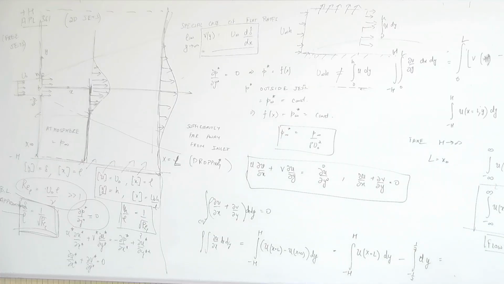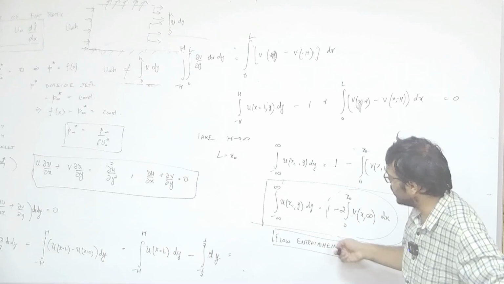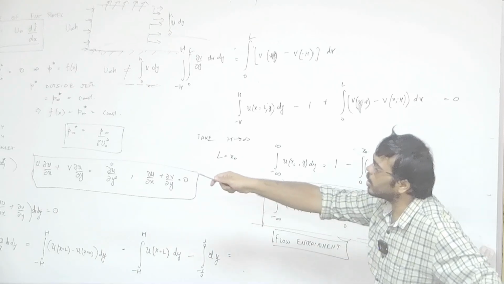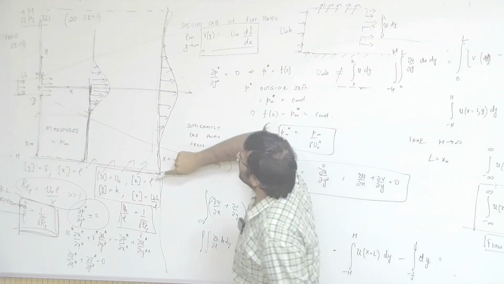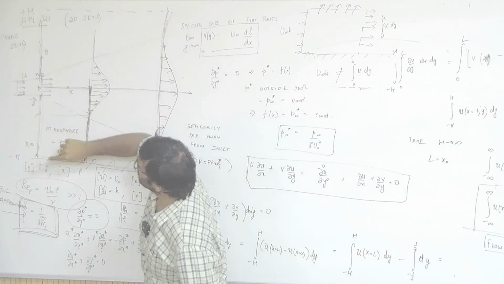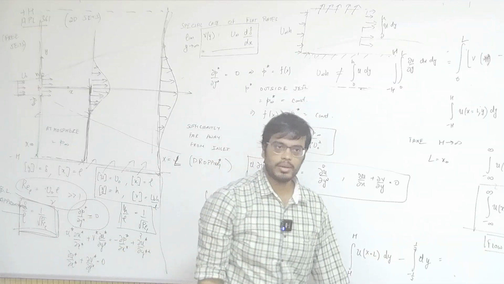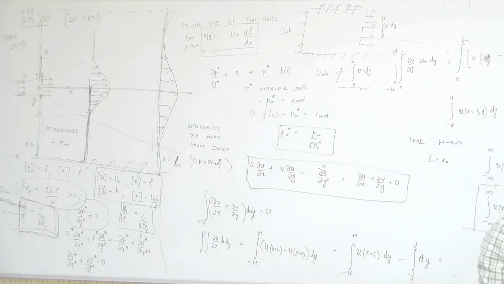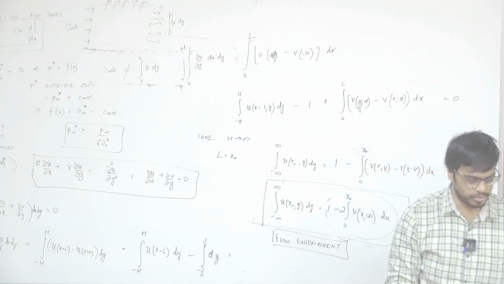For this case what I want you to notice is that due to flow entrainment you cannot say that the volume flow rate coming out of this is equal to the volume flow rate going into here. They are not equal, because there is some flow that is sucked in from the boundaries of this control volume as well. We will see how this can be applied in equations for jets.